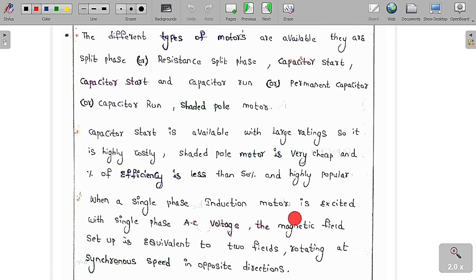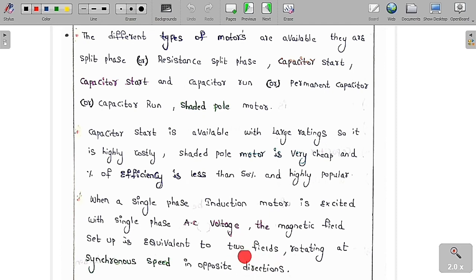When a single phase induction motor is excited with a single phase AC voltage, the magnetic field setup is equivalent to two fields rotating at synchronous speed in opposite directions. I have already told you, for a pure single phase induction motor, if you give an AC supply, there are two fields, two RMFs, rotating in opposite directions. One is called the forward RMF and the other is called the negative or backward RMF.